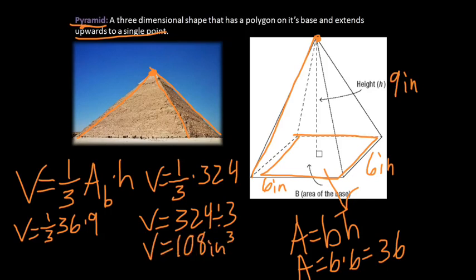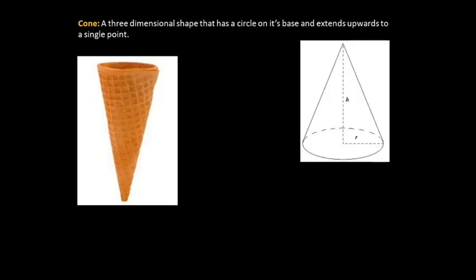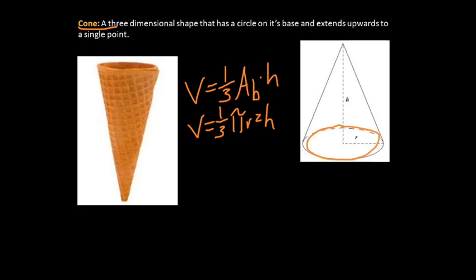Alright, the last one we're going to do is a cone. And a cone is exactly the same as a pyramid, except it has a circle on the base. So a cone is a 3-dimensional shape that has a circle on its base and extends upwards to a single point. Well, this one goes downwards, but if you flipped it over, it'd go upwards, right? So here's our ice cream cone, and here's our little example of a cone. Because it goes upwards, it's just the same as a pyramid, except our area of a base is always pi r squared because it's a circle. So just like in the cylinder, we replace the area of the base with the formula for the area of the circle.